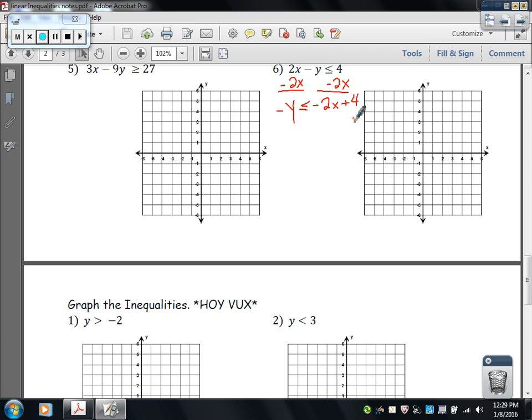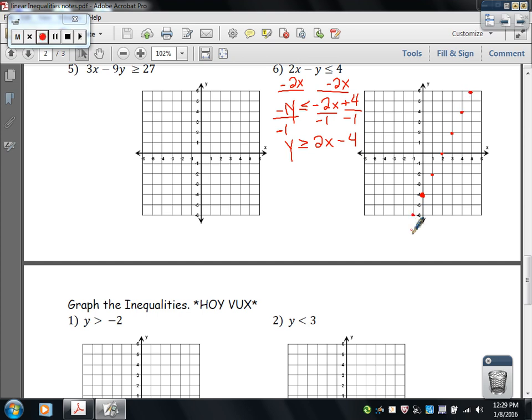Guys, how do I get rid of that negative sign? You divide by negative 1. Is he right? Absolutely. When I divide by a negative number, what happens to my inequality symbol? It flips the other way, so I'm left with y is greater than or equal to, what does this become? 2x, right? And then what does this become? Negative 4. Absolutely, you guys are doing a great job. Negative 4, up 2, right 1, up 2, right 1, up 2, right 1, up 2, right 1. We're down 2, left 1.